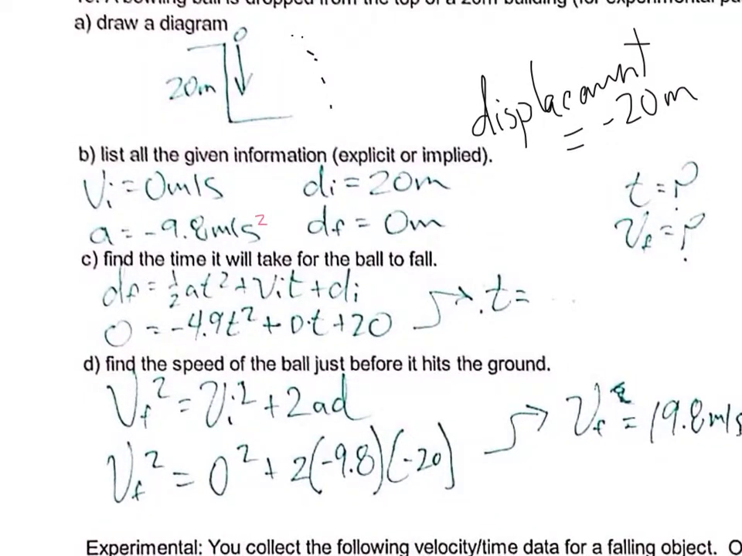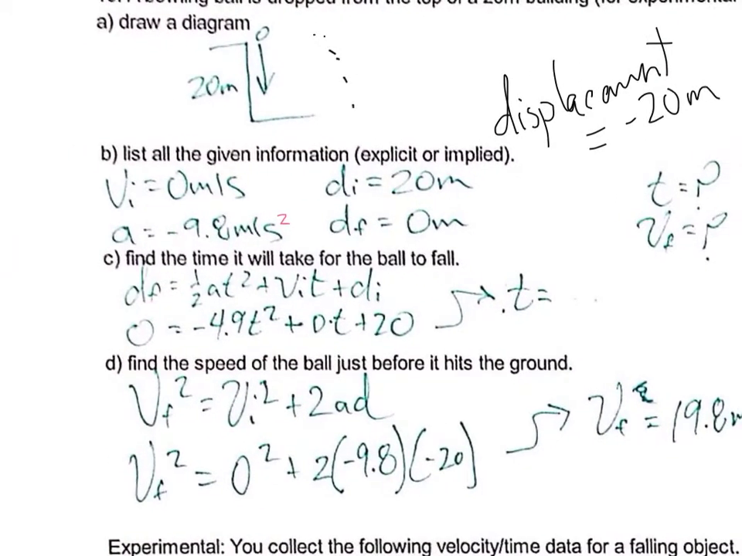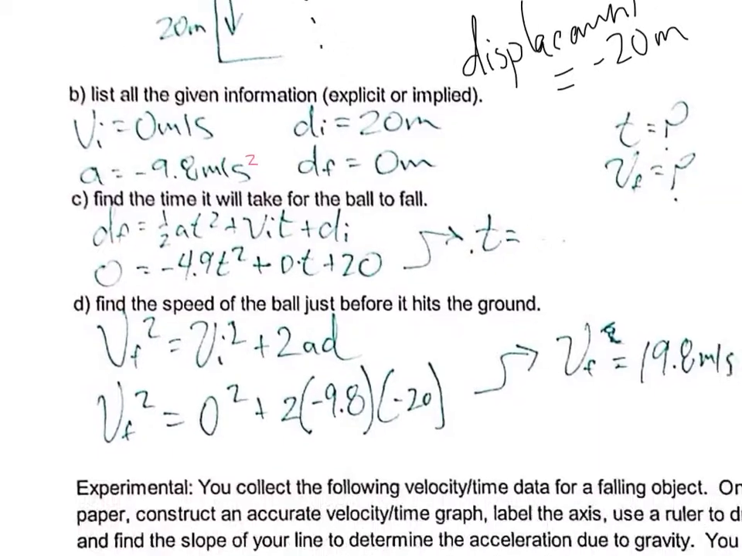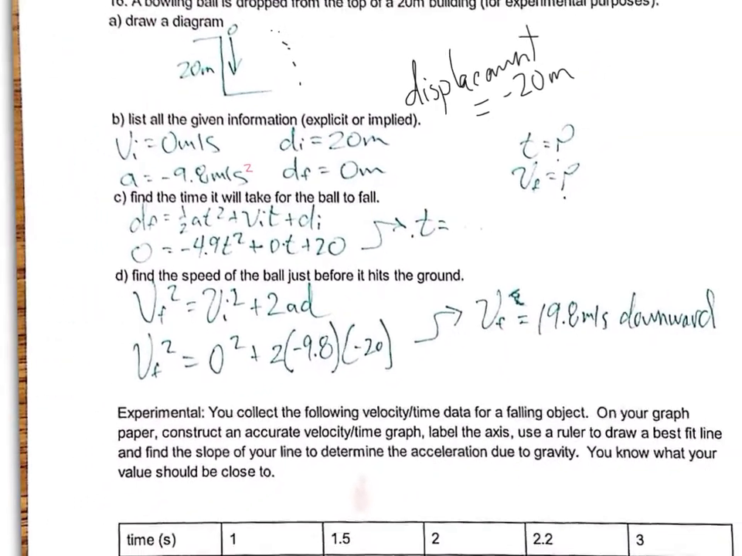C, find the time it will take the ball to fall. So using this formula, the 1/2 at squared, we plugged in final position, acceleration is negative 9.8, initial velocity is 0, initial position is 20, solve for t, and ended up with, where is our value?